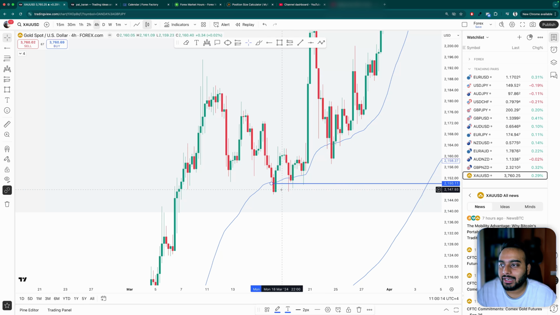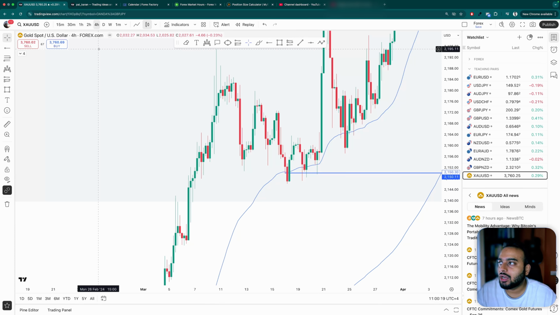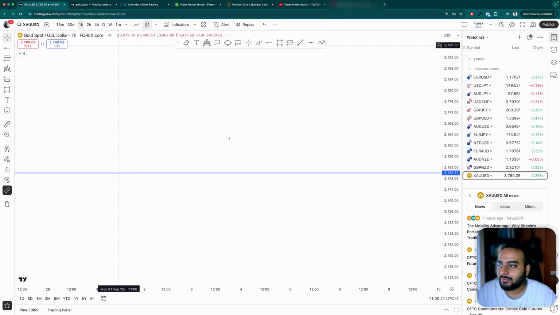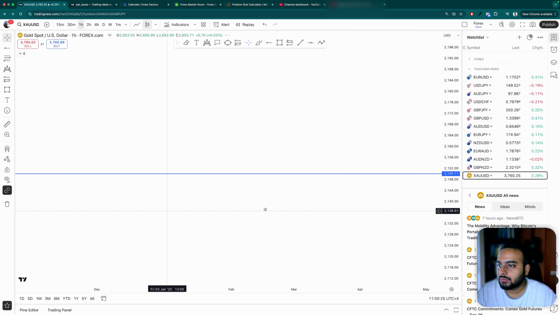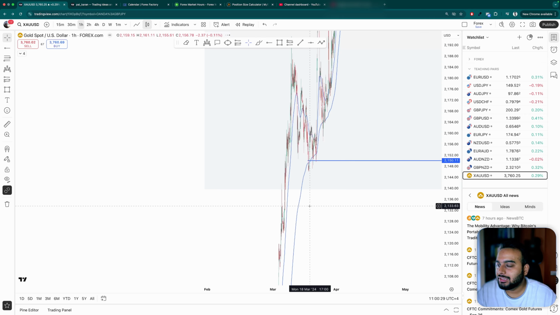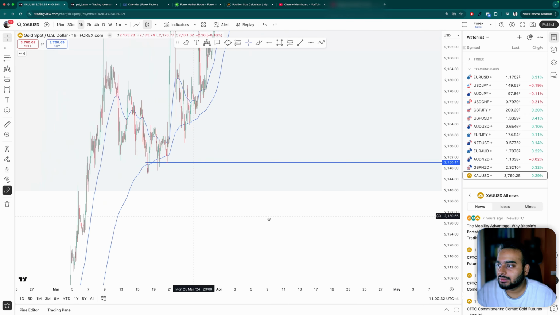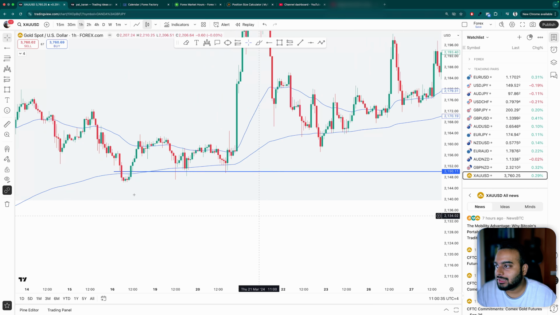The EMA is right here. The EMA is marked and the candle was right here. Now we shift to 1-hour time frame. Now it's easy to understand. You can see this candle was the one which closed on the EMA.